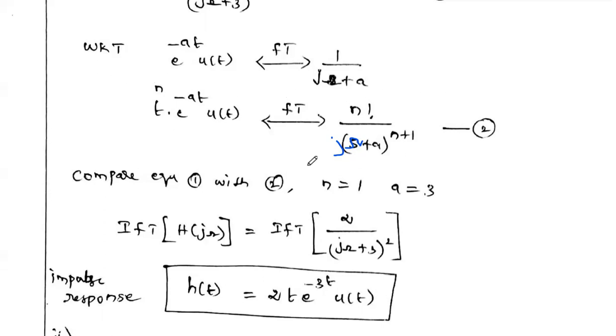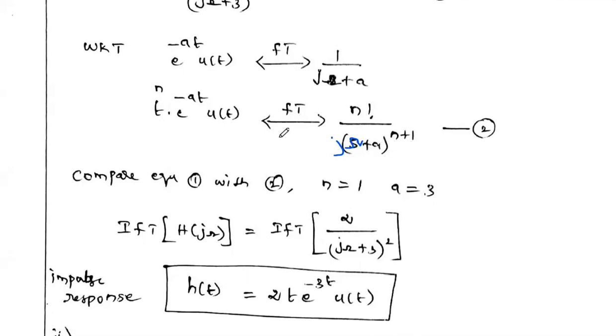So this is the standard Fourier transform pair. We solved this problem in the Laplace transform, but in the Fourier transform we have not solved it. Similarly, in the Fourier transform, for t power n e power minus at u of t, the answer is n factorial by j omega plus a to the power n plus 1. If it is a Laplace transform, in the place of j omega we have to put s, so n factorial by s plus a to the power n plus 1.